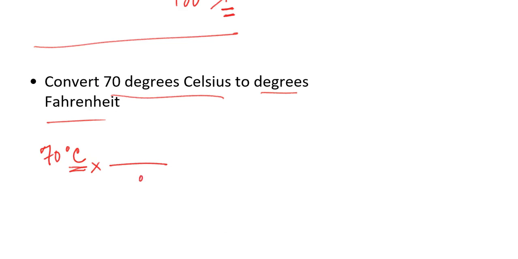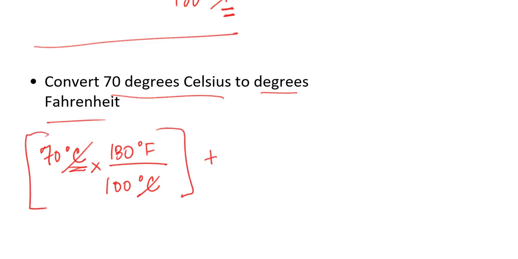So that means I have to take the degrees Celsius, convert to degrees Fahrenheit. My degrees Celsius here is in the denominator, which cancels in that one, which is in the numerator. There are 100 degrees Celsius for every 180 degrees Fahrenheit. Now that I'm in units of Fahrenheit, now I can go ahead and add 32 degrees Fahrenheit to this. And so if I do this math, I end up with 158 degrees Fahrenheit.